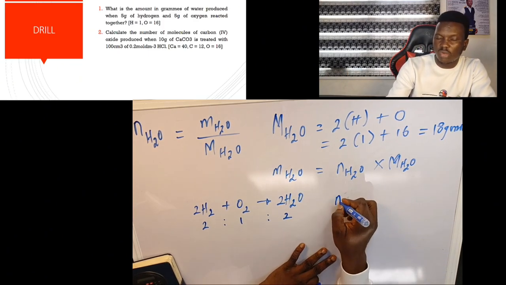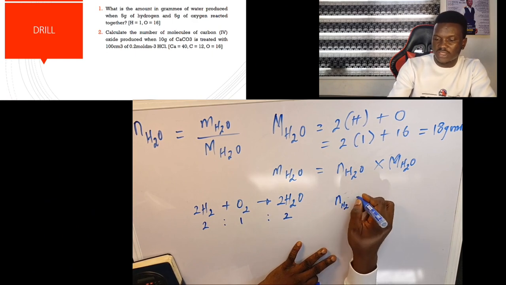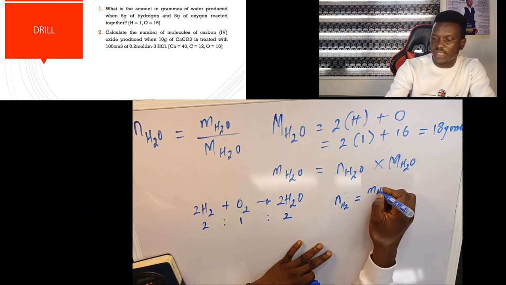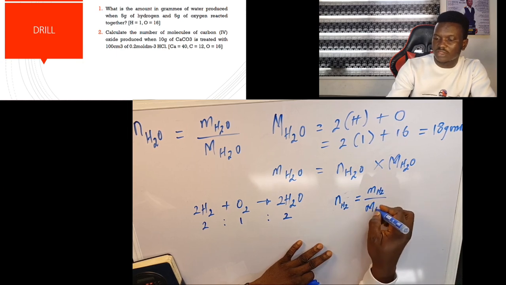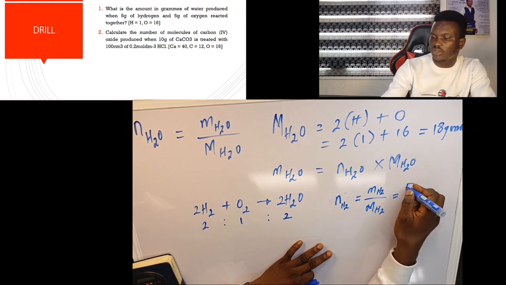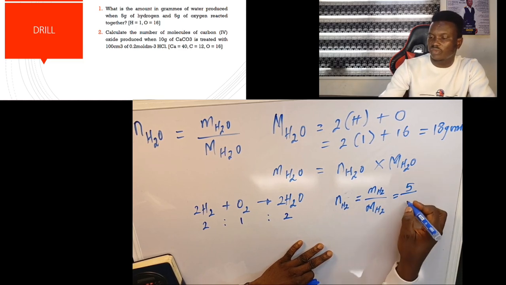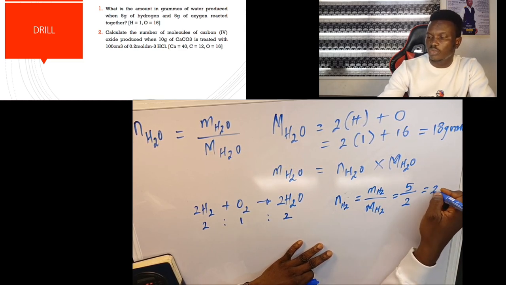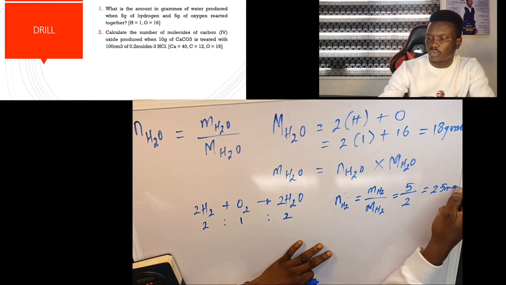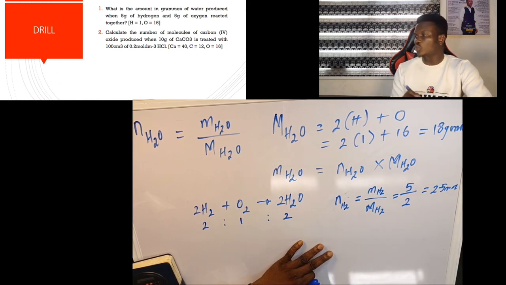So you will say number of mole of hydrogen. I said you must convert it: the mass of hydrogen over the molar mass of hydrogen. So mass of hydrogen is 5 divided by molar mass of hydrogen gas, which is 2. That would be 2.5 mole. Do you get that? So that's 2.5 mole.